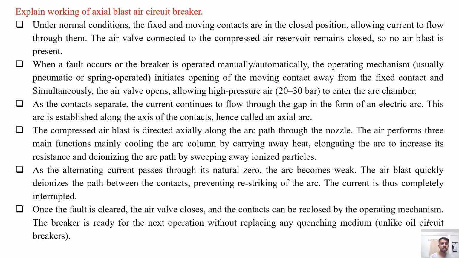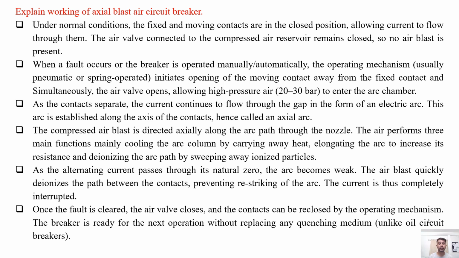Explain the working of the axial blast air circuit breaker. During normal operating conditions, the fixed and moving contacts are in the closed position, allowing the current to flow through them. The air valve connected to the compressed air reservoir remains closed, so no air blast is present in the arc chamber right now.